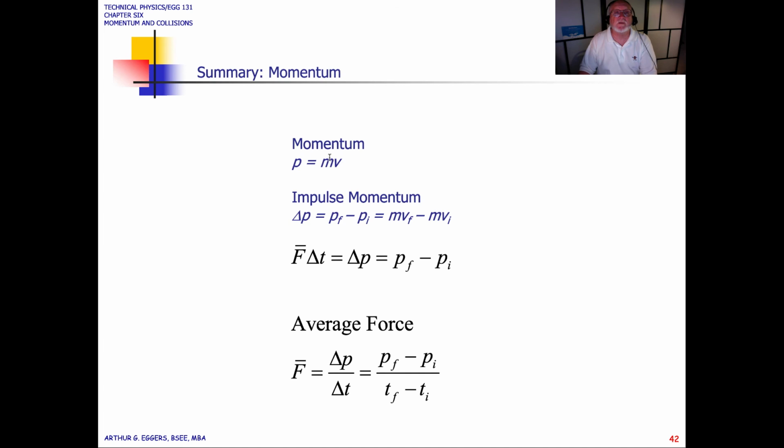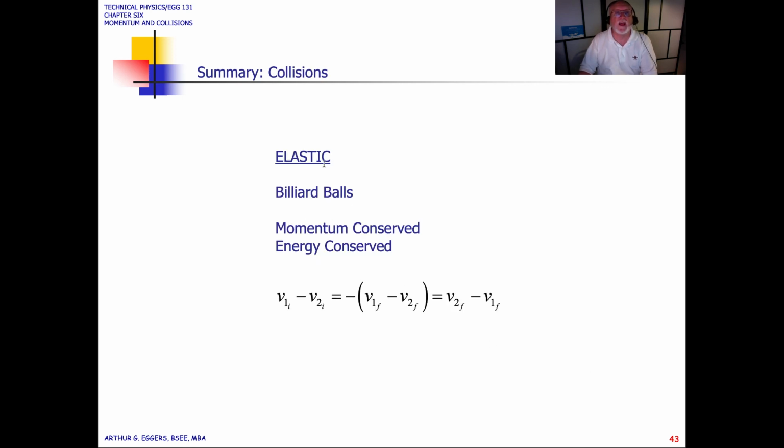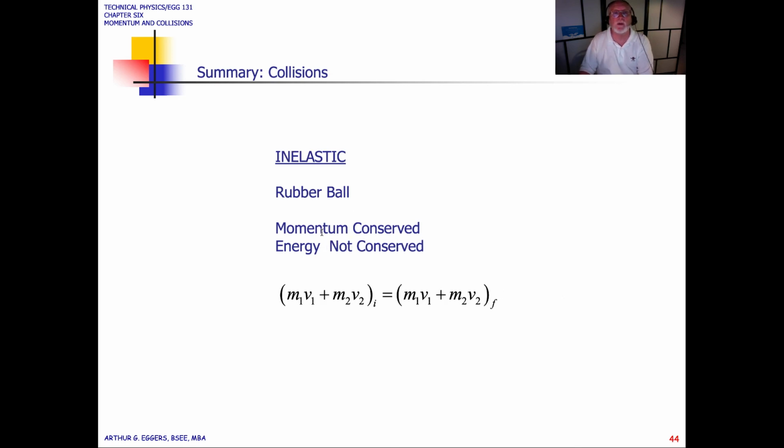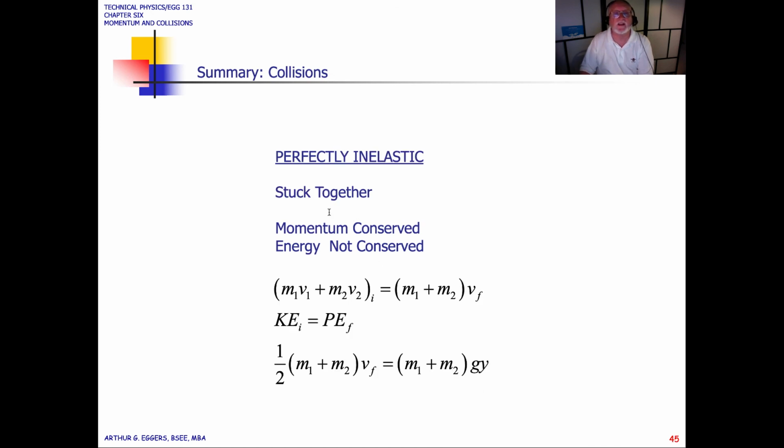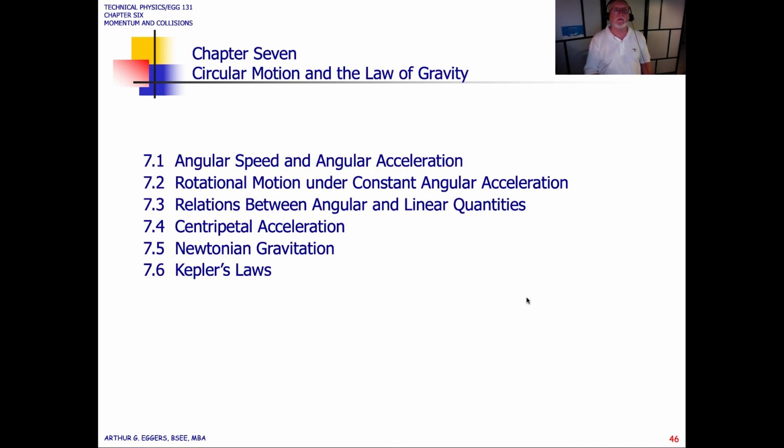So what we've looked at is we've defined momentum, we've defined impulse momentum, we've defined average force, and we've looked at collisions. Elastic, like billiard balls: momentum conserved, energy conserved. Inelastic, like a rubber ball: momentum conserved, energy not conserved. And perfectly inelastic, where objects stick together: momentum conserved, energy not conserved. And that wraps up chapter 6. When we move on, we're going to look at circular motion and the law of gravity.